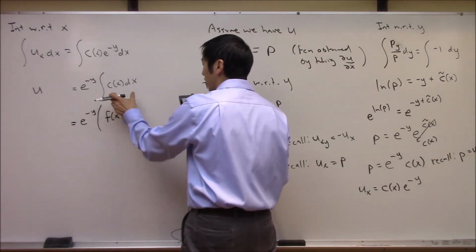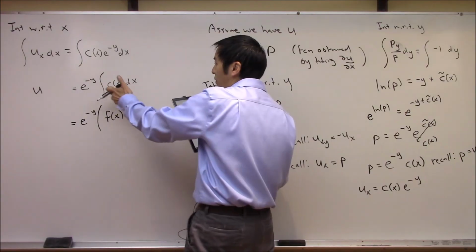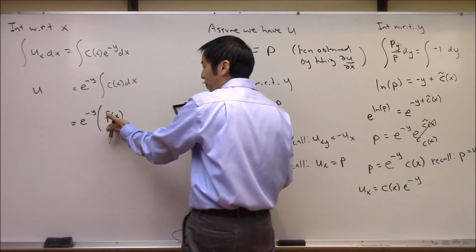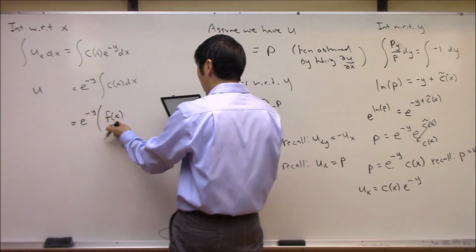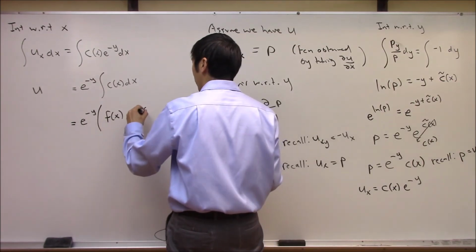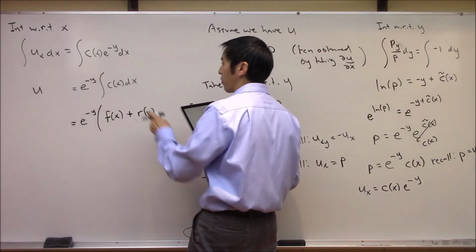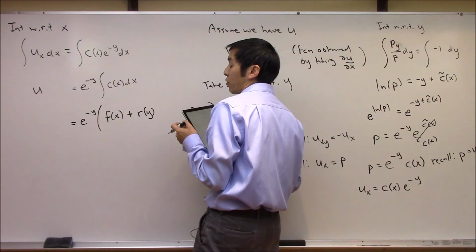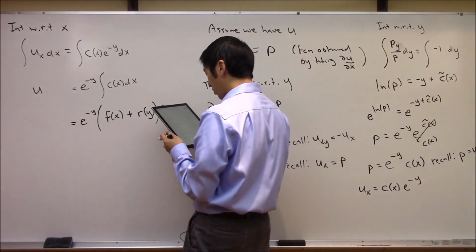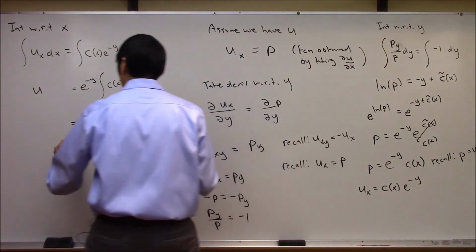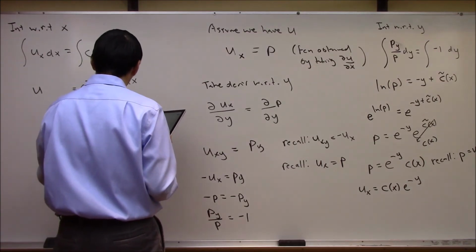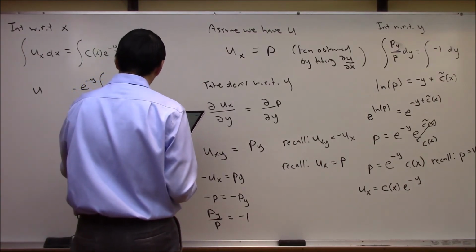So f of x is just whatever happens when you integrate this function of x with respect to x; you get some other function. Let's just call this thing f for now, plus some constant of integration, let's call it r, but this constant of integration r can be a function of y, because of the way we integrate it. Okay, perfect. Let's just distribute this through here. So we end up with e to the minus y f of x plus e to the minus y r of y.